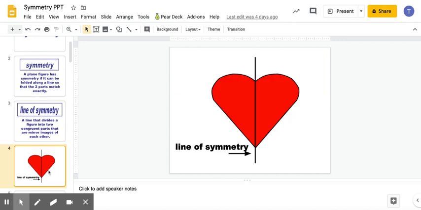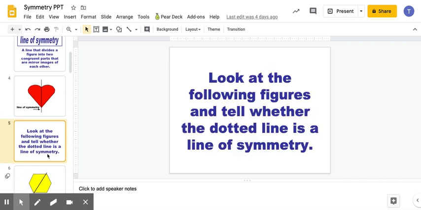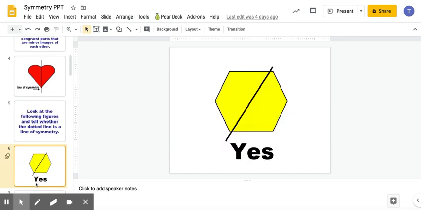The first example is a heart. If you draw a line directly vertical on the heart and fold it, both sides look the exact same. They're the same size and the same shape. So we're going to look at the following figures and tell whether the dotted line is a line of symmetry. This one, yes. If you were to take that shape and fold it on that line, they would look the exact same on both sides.